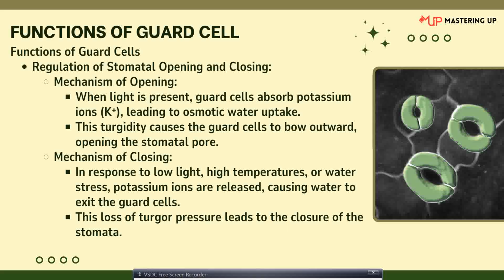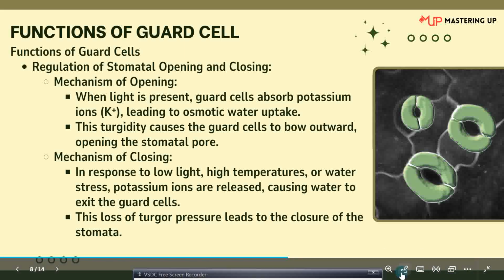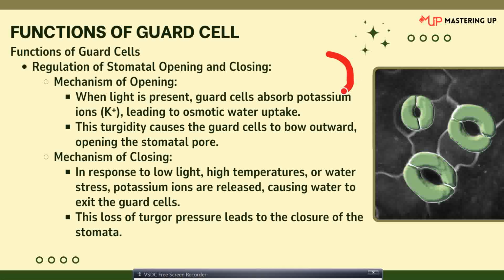This turgidity causes the guard cells to bow outwards. Let me try to draw it. Here you can see they are bowed outward in this direction. In this picture also you can see this one is open. So due to this osmotic water uptake, the turgidity causes the guard cells to bow outward, opening the stomatal pore. When both guard cells bow in opposite directions, a pore is present, or the stomatal pore opens. So this is the mechanism of opening.